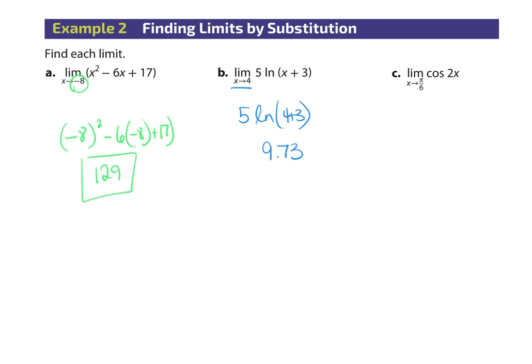Cosine. Is cosine continuous? Think about your cosine graph when we graph cosine. It is a wave, correct? It is continuous. Now, that's not true of tangent, cotangent, or any of your other ones, actually, secant or cosecant. But sine and cosine are continuous functions.